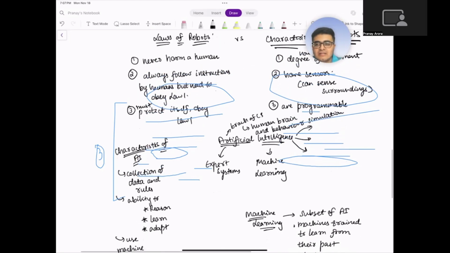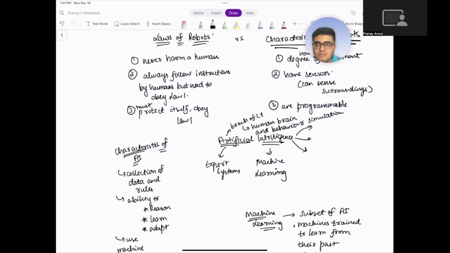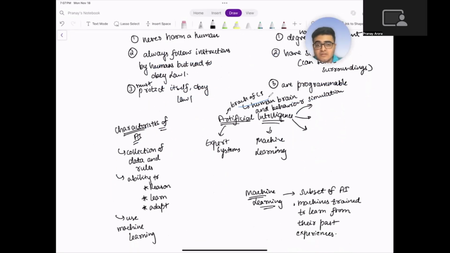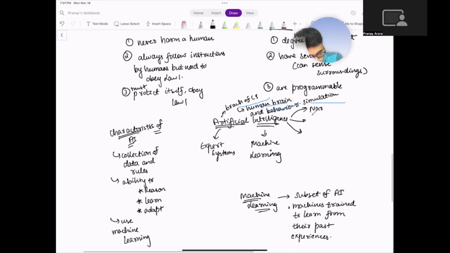Coming to artificial intelligence. We all know what artificial intelligence is. It is a branch of computer science that focuses on a simulation of human brain and human behavior. We are trying to copy the human brain and human behavior into robots. And there are three types of artificial intelligence: one is narrow AI, one is general AI, and one is strong AI.